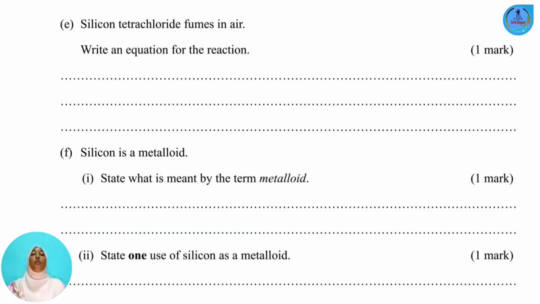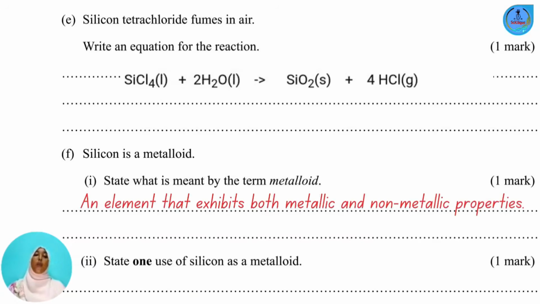Silicon tetrachloride fumes in air. Write an equation for the reaction. So there we have it. So silicon tetrachloride, okay. Silicon tetrachloride fumes in air because it reacts with moisture, with water that is present in the atmosphere. And it leads to the formation of silicon 4 oxide, which is just going to be a white powder, and hydrogen chloride gas.